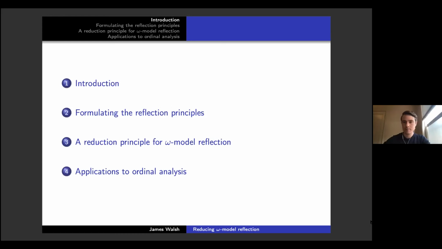So that was the introduction. In the next section, I'm going to formulate the reflection principles. There are some real technical difficulties with formulating these principles, so I'll say a little bit about that. Then I'm going to prove the equivalence. And the tough direction is really reducing semantic reflection to syntactic reflection. So I'll explain how we get this reduction principle for semantic, in particular, omega model reflection. And finally, I'll turn to some applications to ordinal analysis. Okay, so that's the plan.